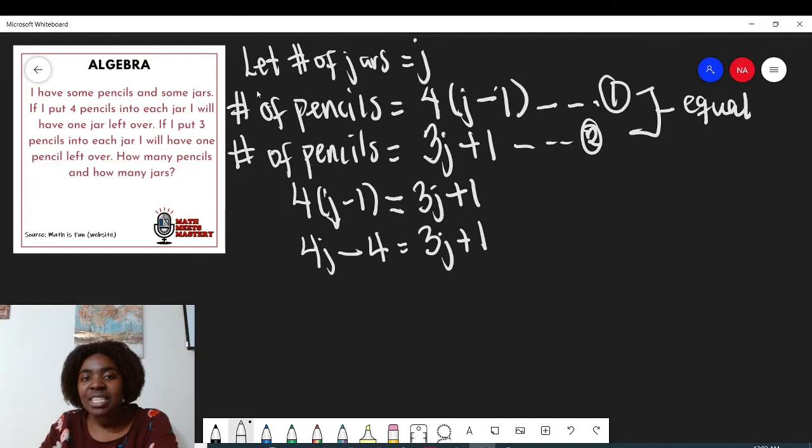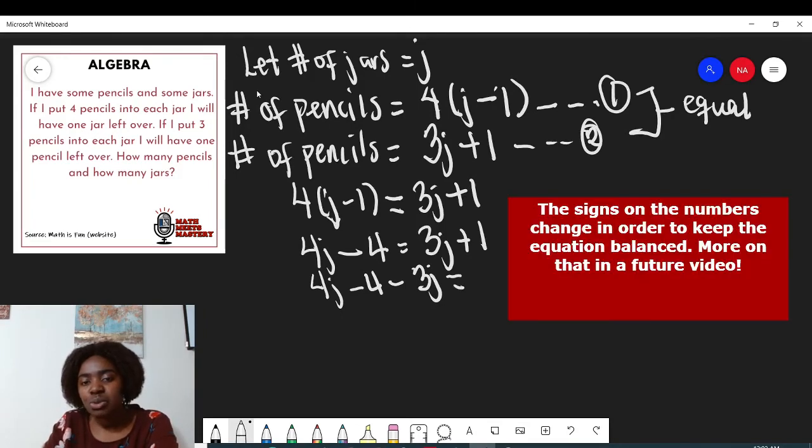And what I want is all the J's on one side, anything that has J in it on one side, and then everything else on the other side. So I'm going to bring 3J over here, so that gives me 4J minus 4 minus 3J, right? Because it's positive here. When it crosses the equal sign, it becomes negative, is equal to 1.